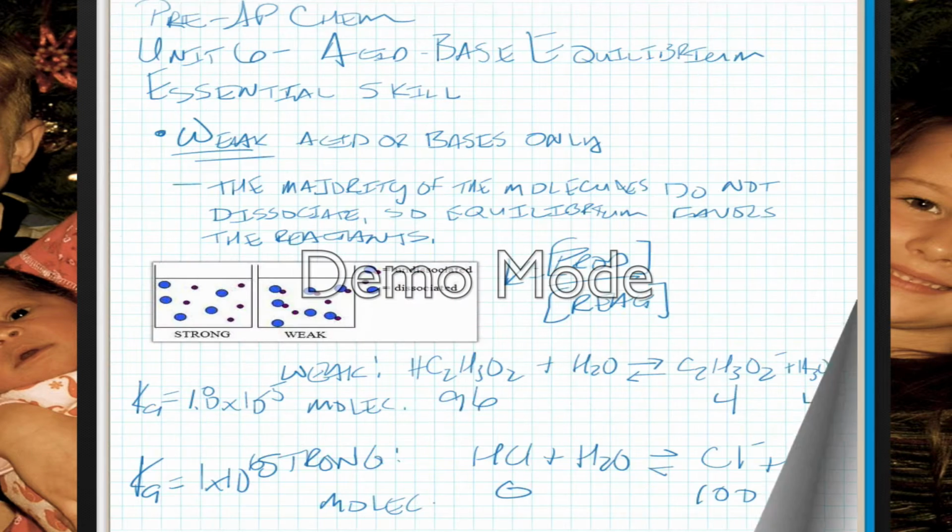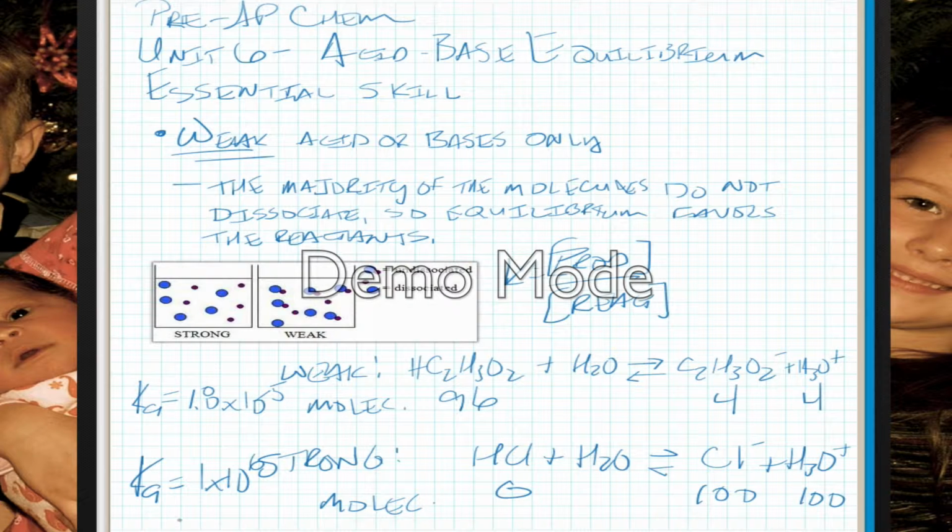This is the pre-AP Unit 6 essential skill, the acid-base equilibrium. And there's just one. It's pretty actually easy. You guys have seen a lot of equilibrium before, just adding one more element to this.